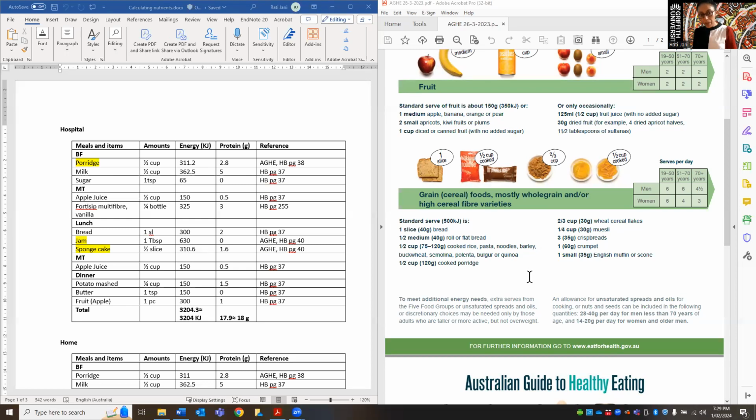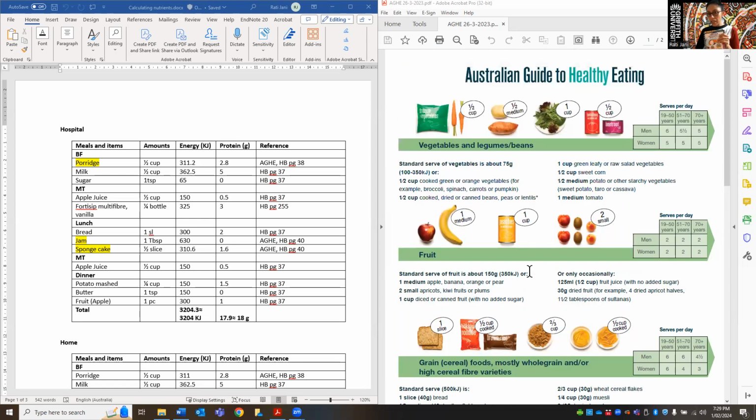With MNT, the resources that you are allowed to carry in your exams and assignments for calculating your nutrients, such as energy and protein, are your handbook and your Australian Guide to Healthy Eating resource. So you have to use your handbook and your Australian Guide to Healthy Eating to compute and calculate your nutrients in medical nutrition therapy, in this unit.